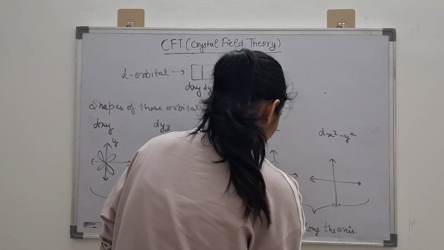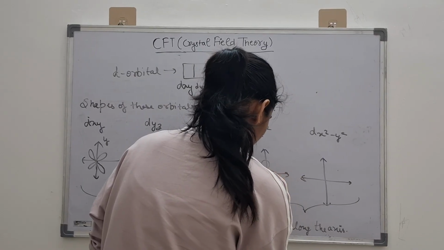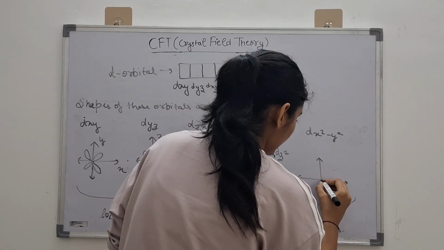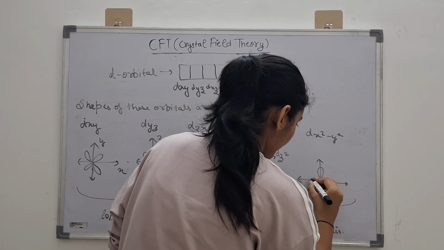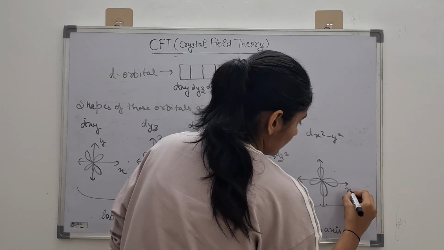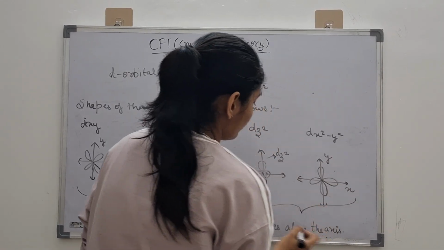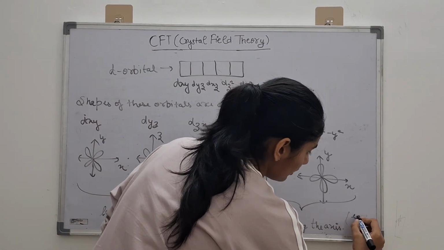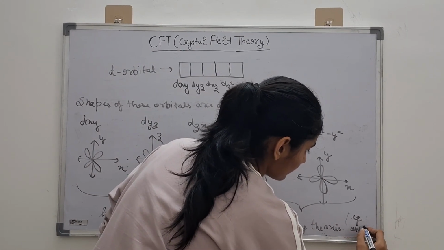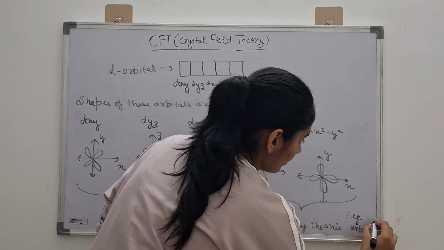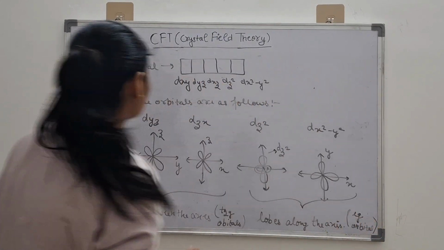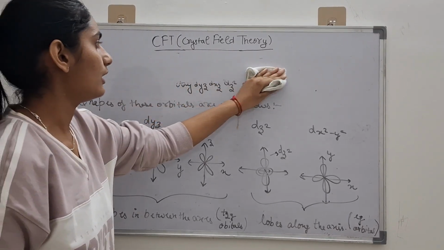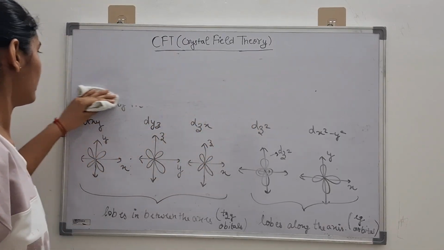And this is the dz square orbital, and dx square minus y square. These have their own lobes along the axis, and these orbitals are known as eg orbitals. On the basis of these d orbitals, I will explain the crystal field splitting in octahedral complexes.